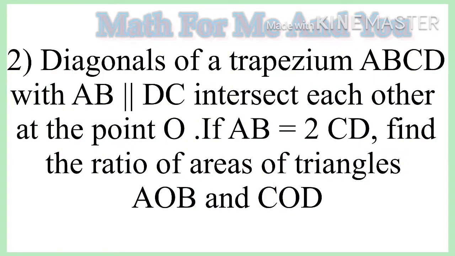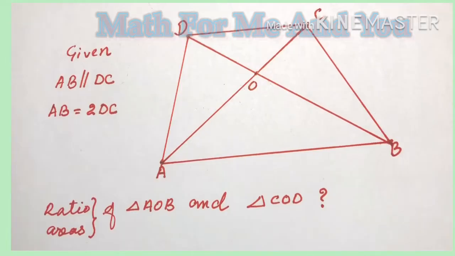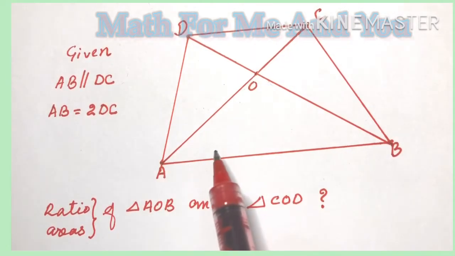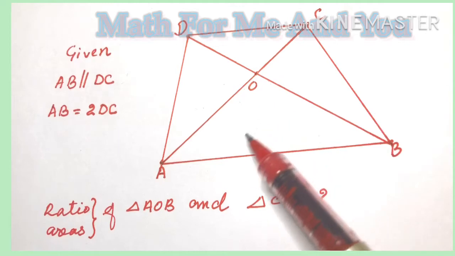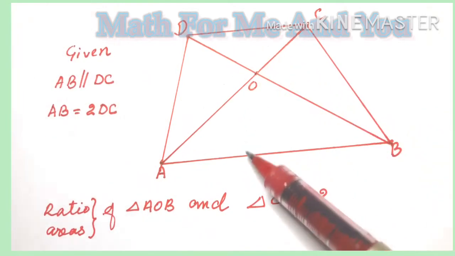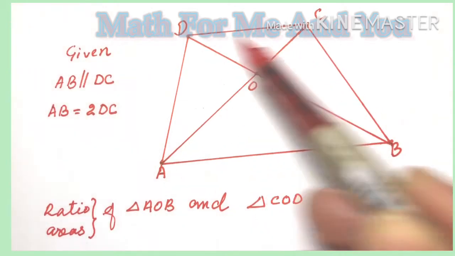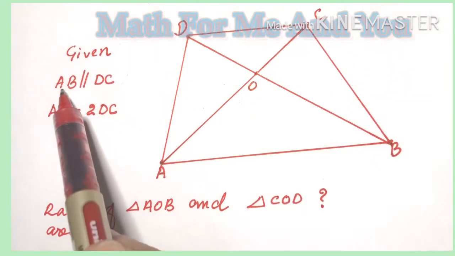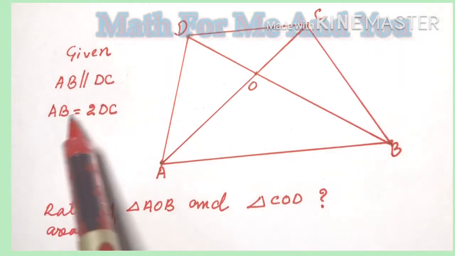Next question. Diagonals of a trapezium ABCD with AB parallel to DC intersect each other at the point O. If AB equals 2 CD, find the ratio of areas of triangles AOB and COD. In this figure we can see the trapezium. Trapezium means a quadrilateral with one pair of opposite sides parallel. Here the pair AB and DC are parallel. Also it is given AB equals 2 DC.